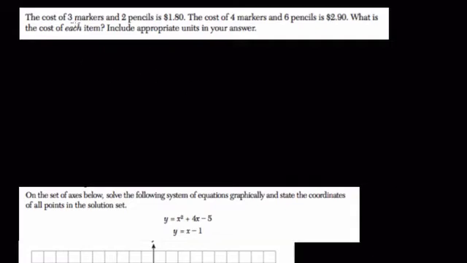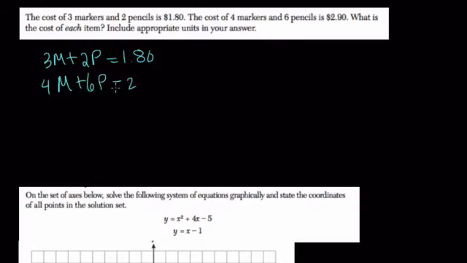Okay, so we're told here that the cost of 3 markers, 3M, and 2 pencils, 2P, is $1.80. We're also told the cost of 4 markers and 6 pencils is $2.90. What is the cost of each item? And include appropriate units.